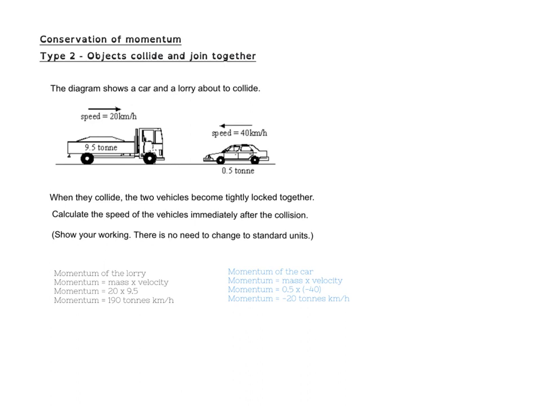Now we know the momentum of the lorry and the momentum of the car. We can find the total momentum before by adding those two values together. So the total momentum is equal to the momentum of the lorry plus the momentum of the car. We put the numbers in that we worked out, so you get 190 plus the minus 20. That gives an answer of 170 tonnes kilometres per hour before the collision.